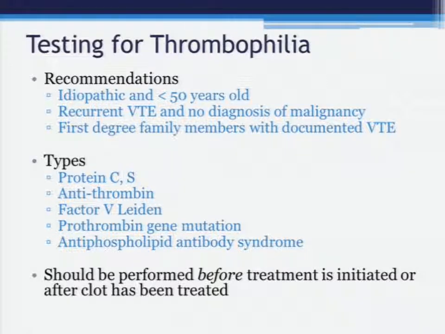So if you order a thrombophilia panel, it probably does vary by hospital, and you may have to add these on, I'm not sure how that works, but at our hospital, we would get protein C and S included in the thrombophilia panel, antithrombin, factor V Leiden, prothrombin gene mutation, and antiphospholipid antibody syndrome. I think the caveat to take home from thinking about getting a thrombophilia panel is that you have to perform this before the treatment is initiated or after the clot has been treated.